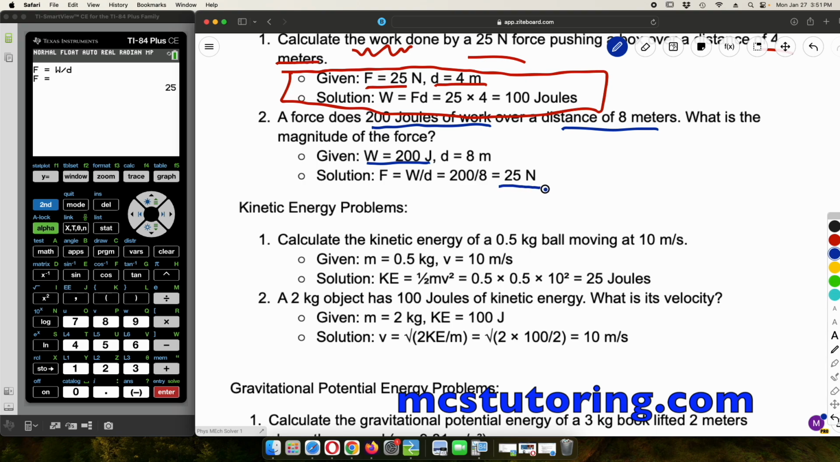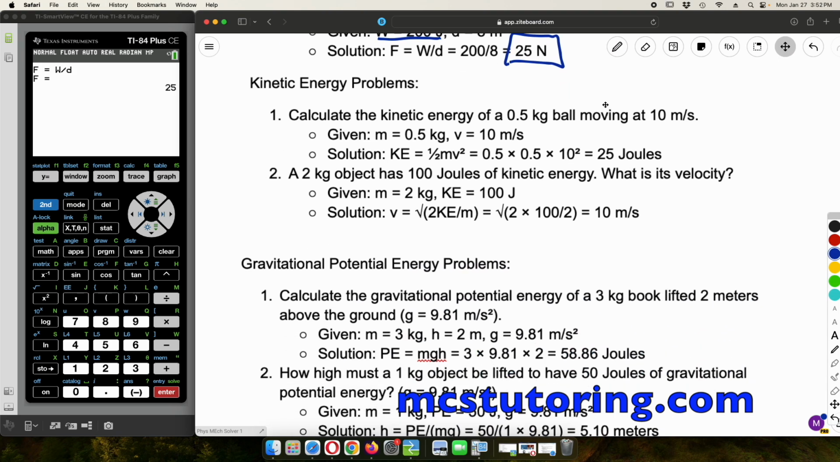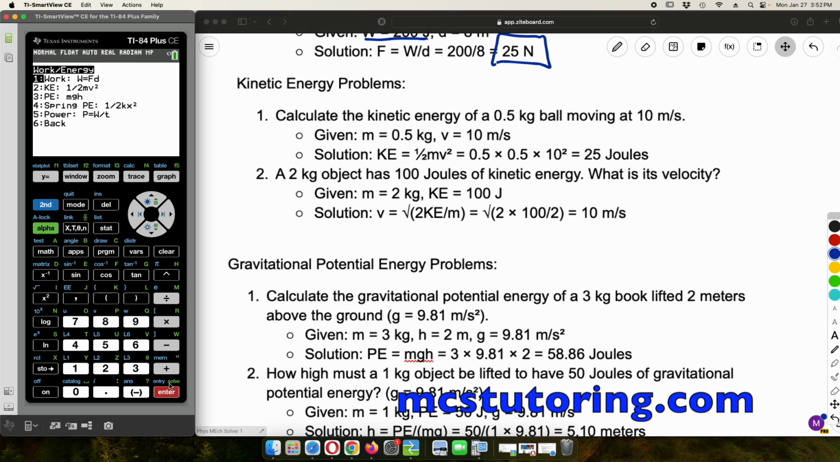Again, you want to make sure you label units correctly. Some physics teachers can be a little tricky and give you centimeters, things like that. So just keep in mind you might have to convert to meters, and then joules for the force. Okay, then we go back.